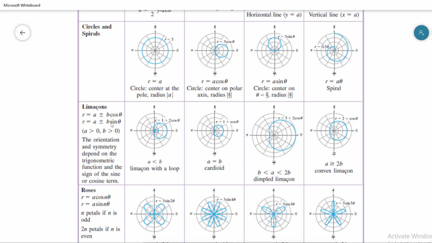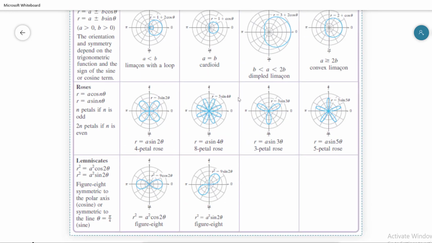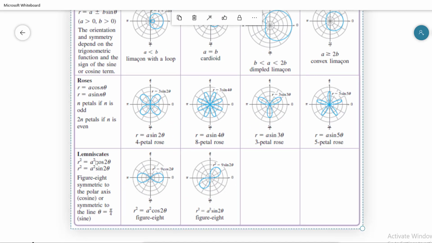But if a is larger than b, you'll get one where it's just kind of a circle that's squished in and dimpled on one side or flattened on one side. And lastly, we have these other ones. I'm not going to worry about them. Let's focus on these. You get these cool flower shapes.